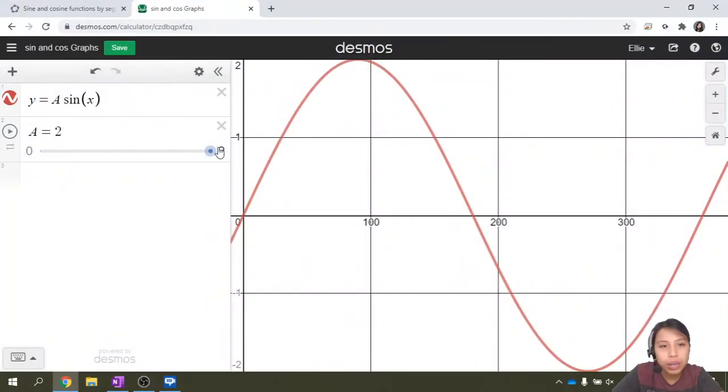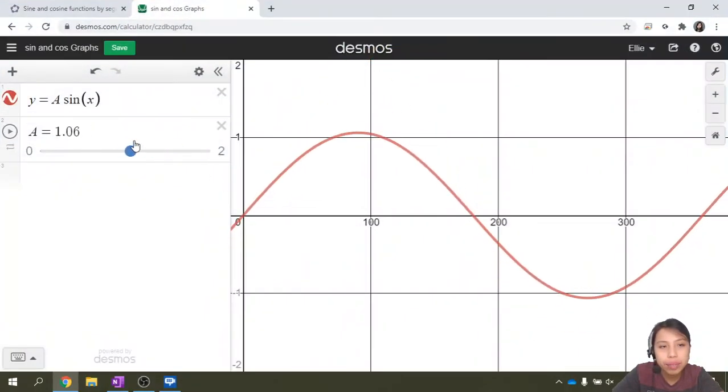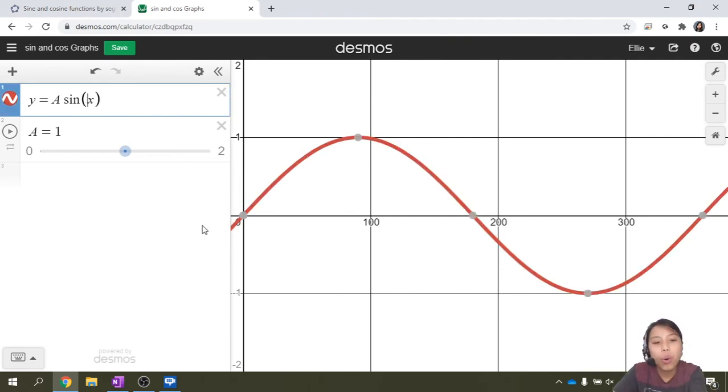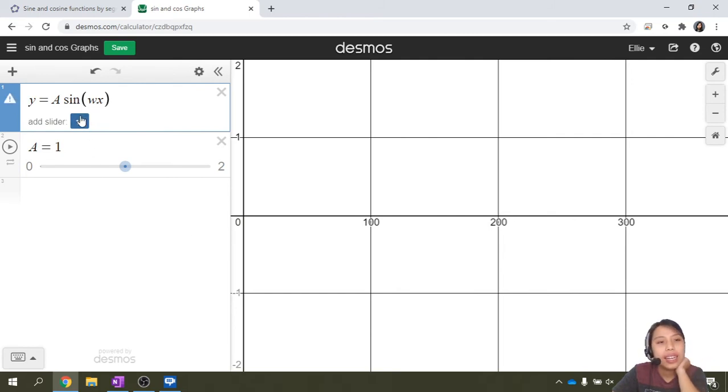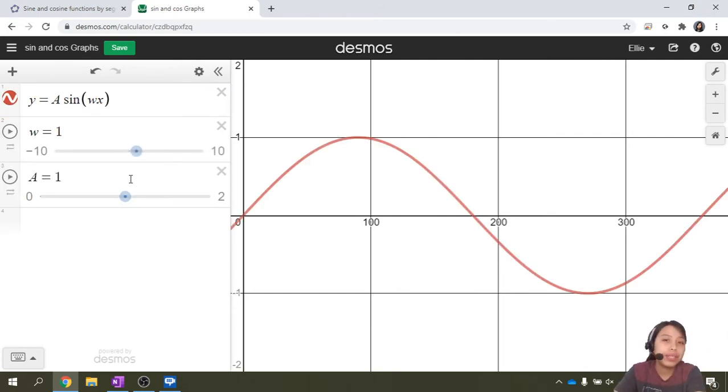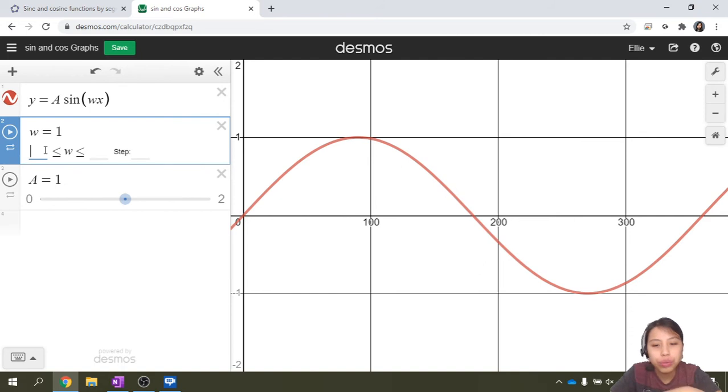Okay, so now let's put the amplitude back to 1. Okay. So now, what shall I call this? Let's use omega, the W. It kind of represents angular frequency. So frequency for us. Now let's see. One full cycle now is about 360 degrees. But what if I increase the frequency? Let's go from 0 to, I really don't know, 5. 10, more fun.